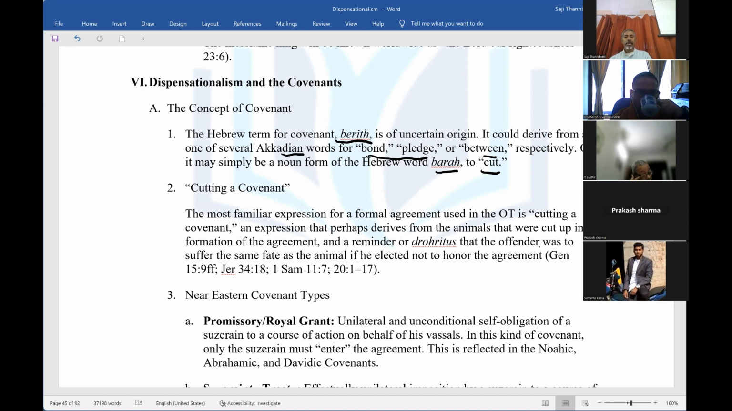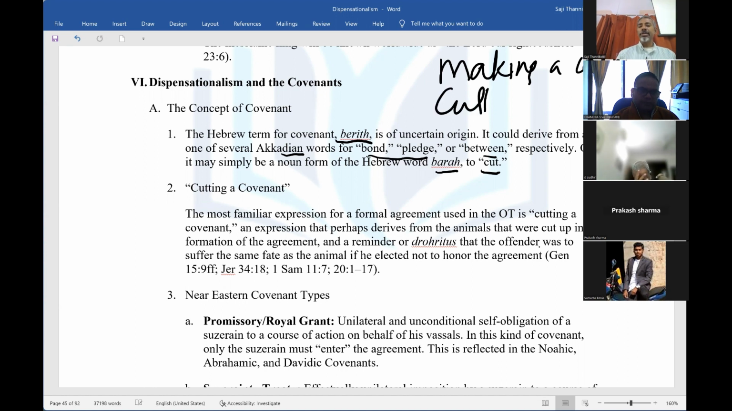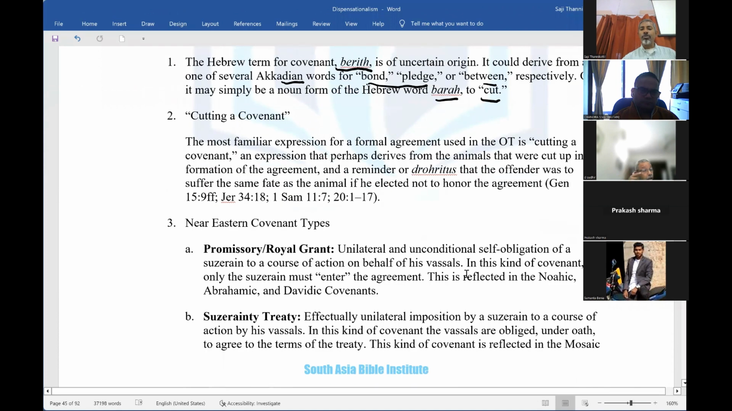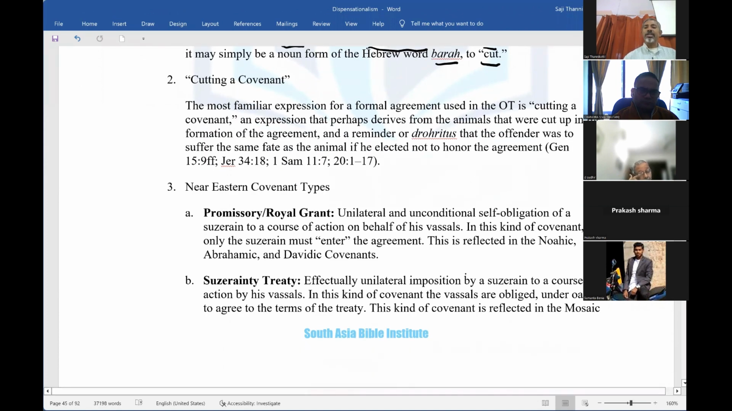Why? Because in Hebrew, the expression is not really making a covenant. That is not the expression. In Hebrew, the expression is cutting a covenant, not making a treaty or making a covenant. They always say cut a covenant. So the most familiar expression of this formal agreement used in the Old Testament is cutting a covenant, an expression that perhaps derives from the animals that were cut up in the formation of the agreement.